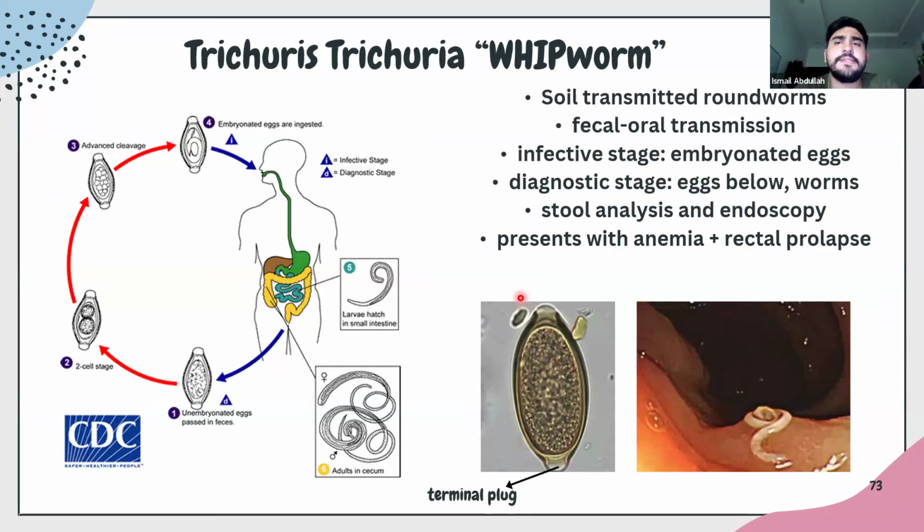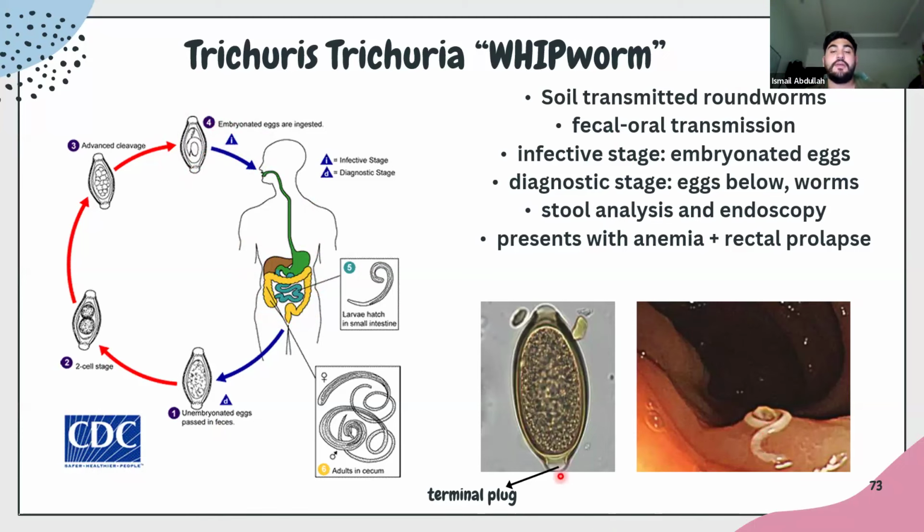So again, this is a soil-transmitted roundworm, okay? Fecal-oral transmission again. The way this happens, again, we have this embryonated egg that gets ingested. And when it gets ingested, this is when the larva is going to hatch in the small intestine. And usually, upon endoscopy, you're going to see them hinged to the intestinal wall.